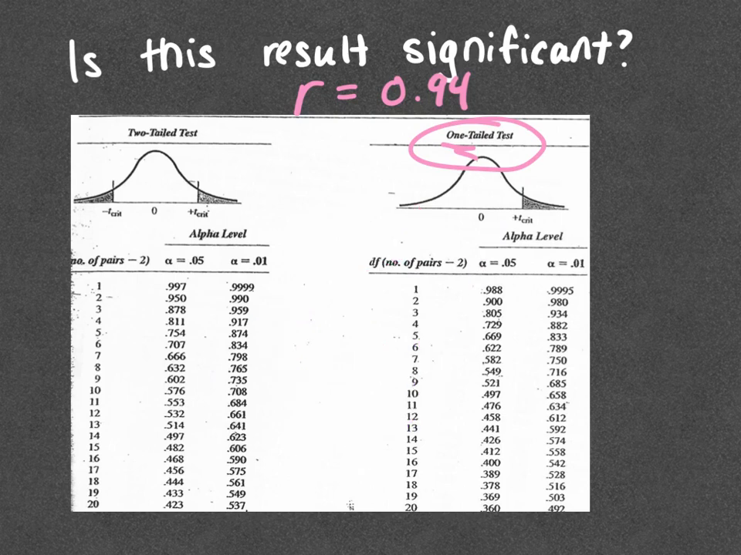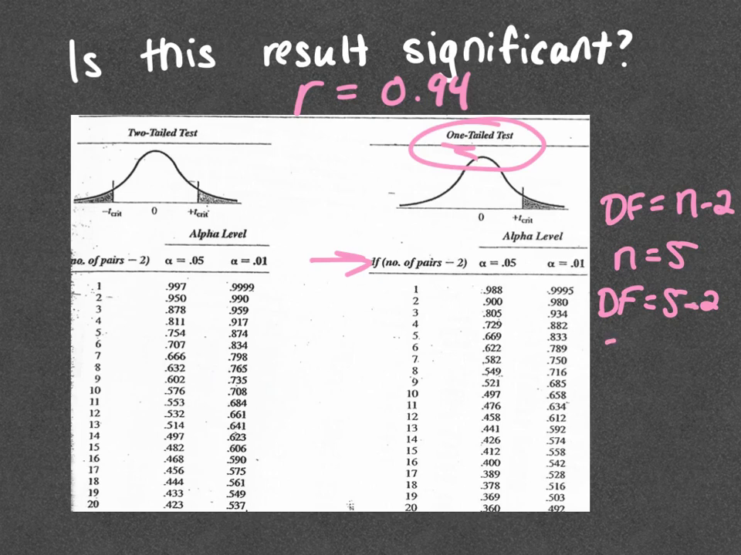The next thing we need to know is our degrees of freedom. The degrees of freedom for a correlation are equal to sample size minus the number of variables being computed. So the degrees of freedom for a bivariate correlation is always sample size minus 2. Our sample size was 5, so our DF is 5 minus 2, which is equal to 3. So I see that my critical value when I'm using alpha equals 0.05 is 0.805.